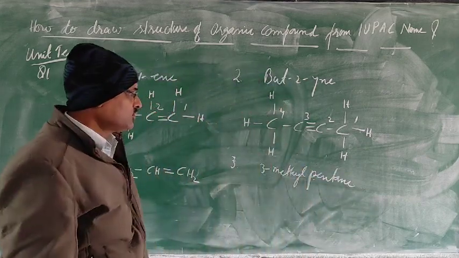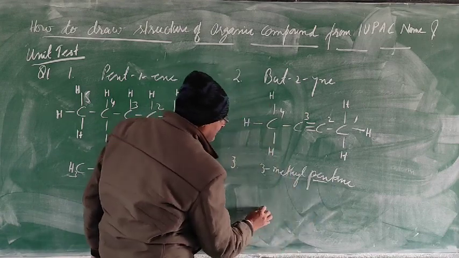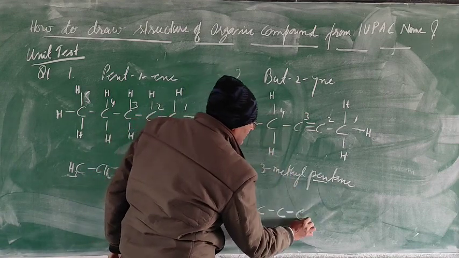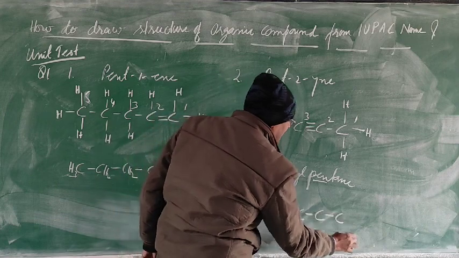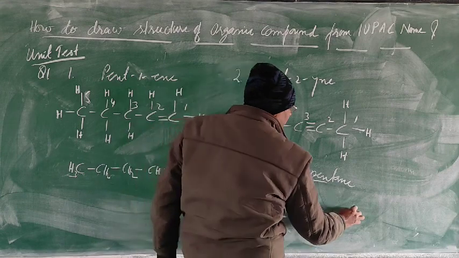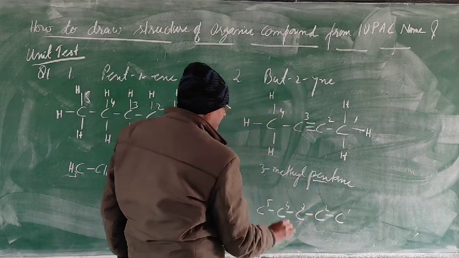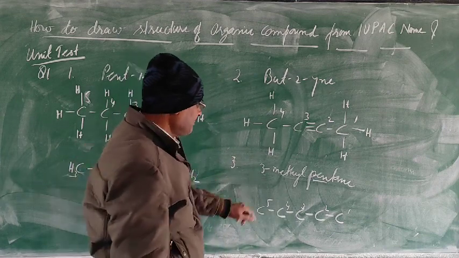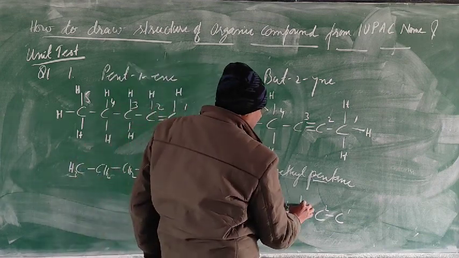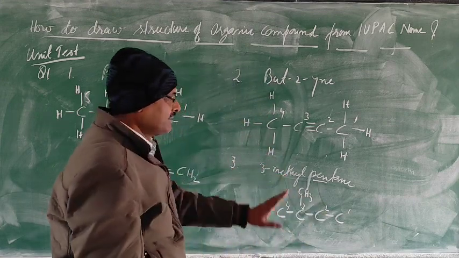So what is the root word here? Pent is given. So draw a chain of 5 carbon atoms. Then numbering from any side you can do 1, 2, 3, 4, 5. Then on the third position, a methyl group is there. Put the methyl group. Then nothing else is given here.